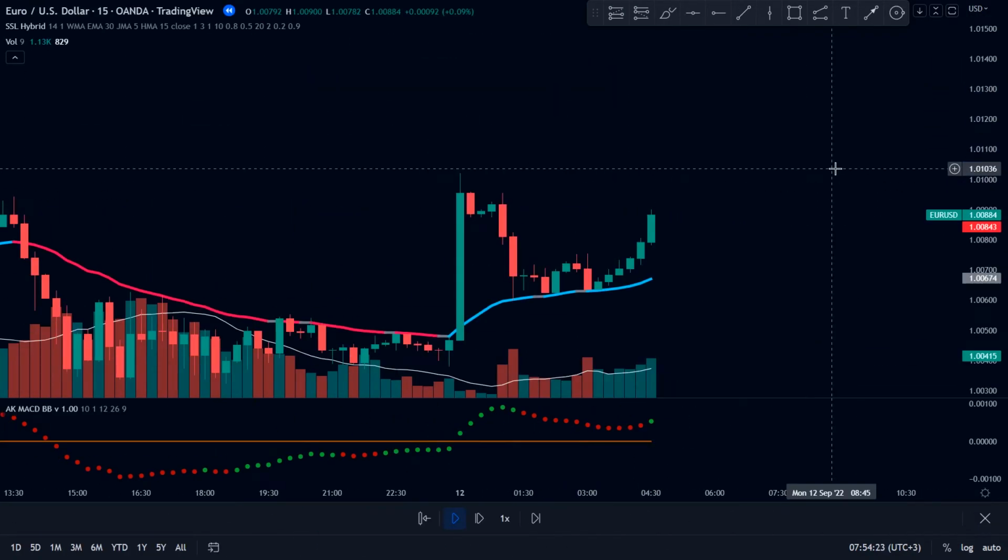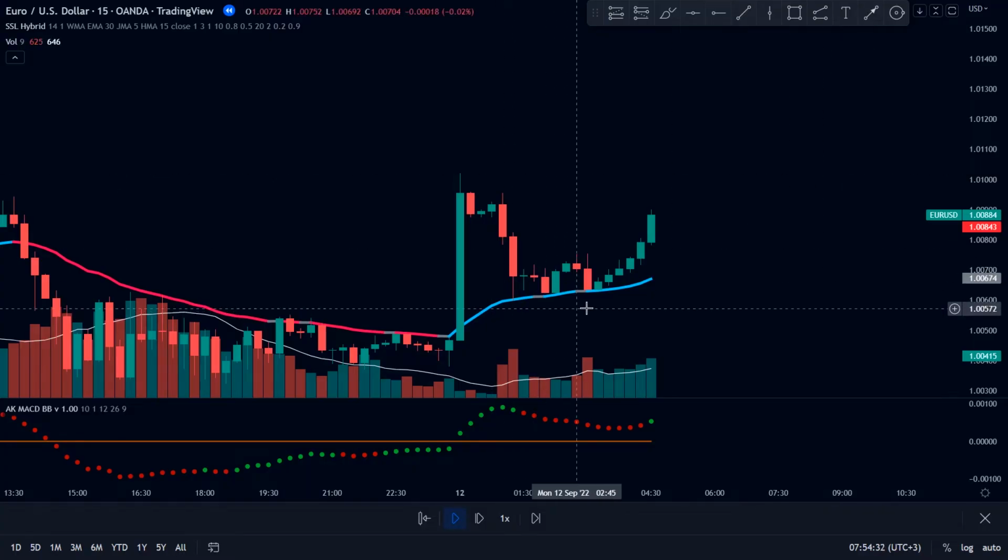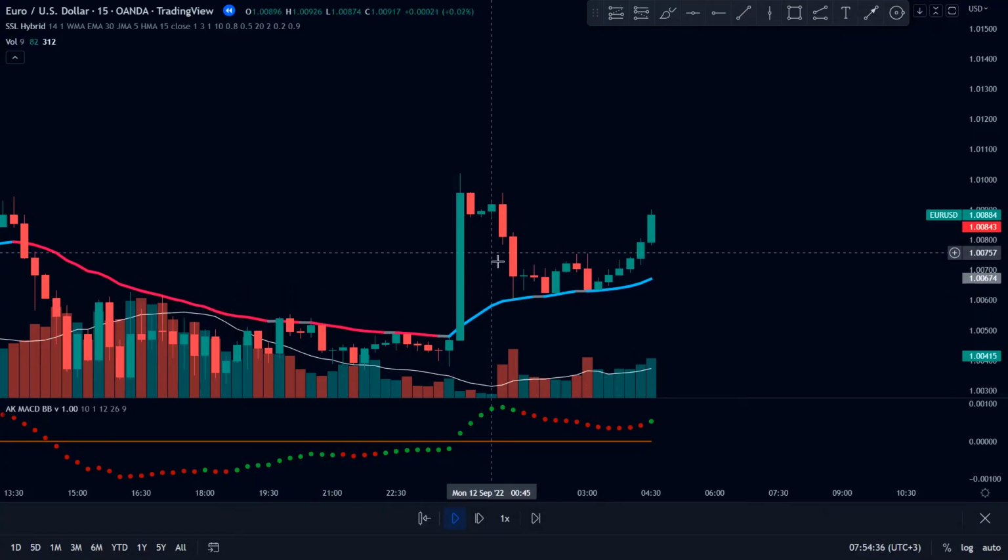Now here is another example. As we can see here, the MA baseline was colored in blue and the price was trading above it.